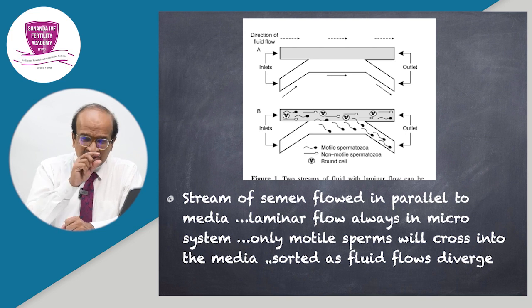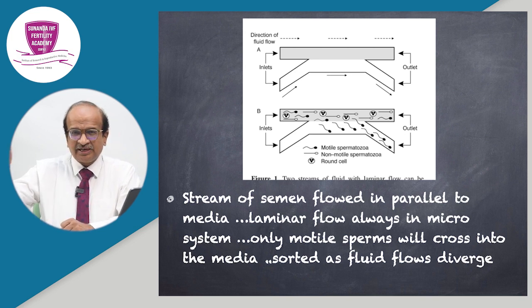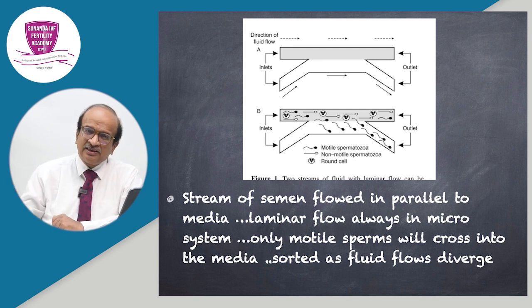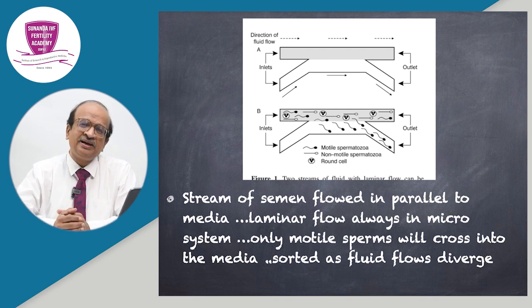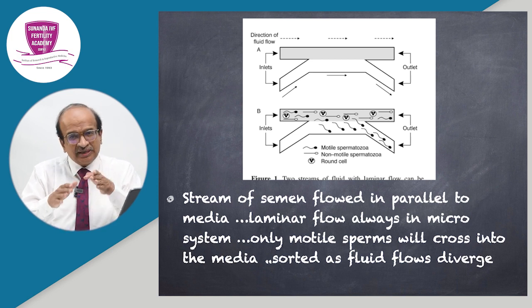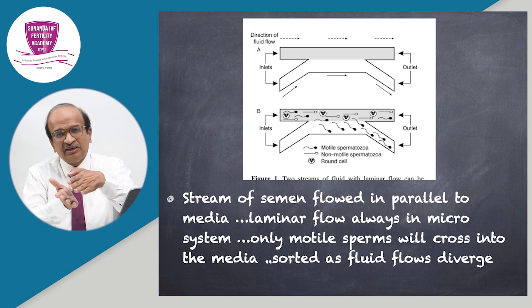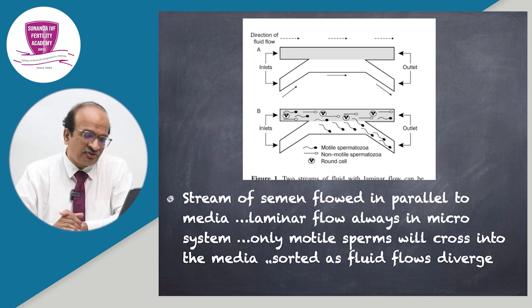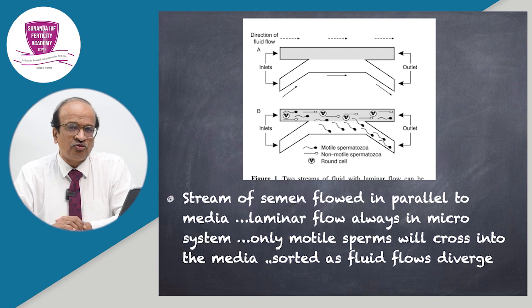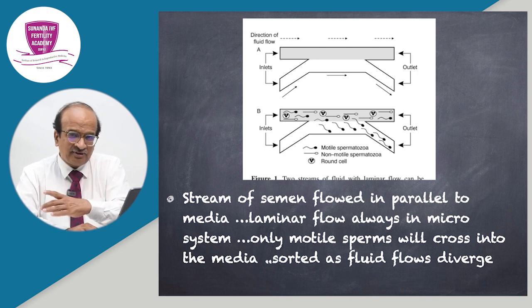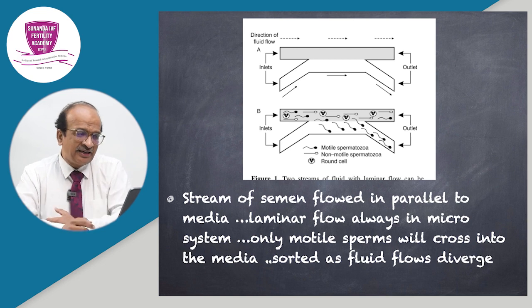A microfluidic device, as shown in the picture, is a mixture of two channels. There is a stream of semen which goes through the upper channel in a linear fashion. In the lower channel, a laminar flow of media is established. As the motile sperm come in contact with the laminar flow of media, they get selected and come out with the media. This is the typical microfluidic technology basics, and as the fluid diverges, the motile sperm get selected.